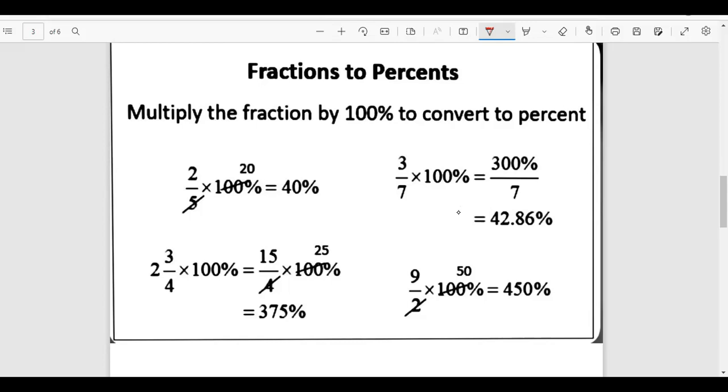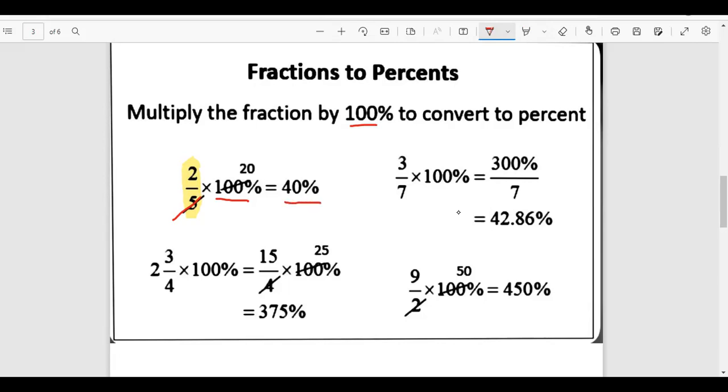Okay. For example, imagine we have 2 by 5. I am interested in seeing what would be the equivalent percentage of 2 by 5. So I've multiplied it by 100%. Multiply the fraction by 100% to convert it to percent. Okay. So 2 by 5 multiplied by 100%. So 5 is 1 times 5 and 5 is 20 times 100. So I would have 20 and this would become 2 into 20%. That is 40%. 40% would be the answer.